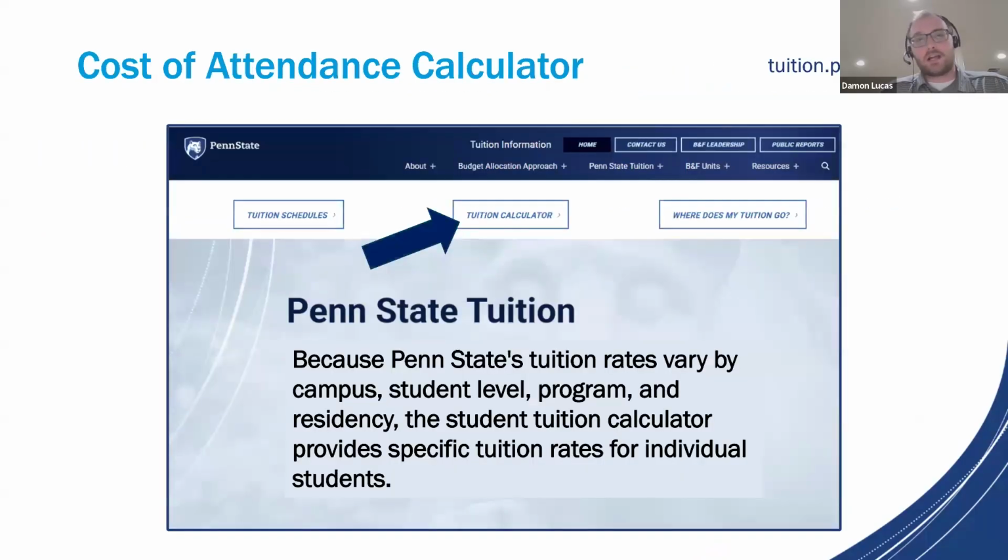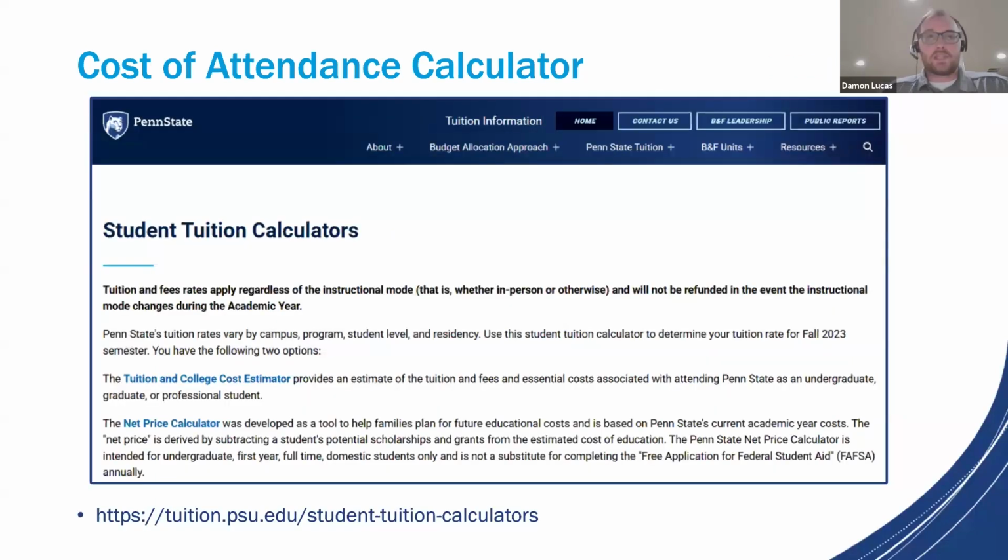Next we're going to go over our cost of attendance calculator. Again, this is where you go to tuition.psu.edu and click on tuition calendar. This is important, that way you can get a general sense of how much the cost of your tuition will be as well. Then here's that tuition calendar. If you see there at the bottom, it's tuition.psu.edu/student-tuition-calculators. This is a really good tool to help you get a general sense and an estimate of what your cost is going to be while you're attending the university.